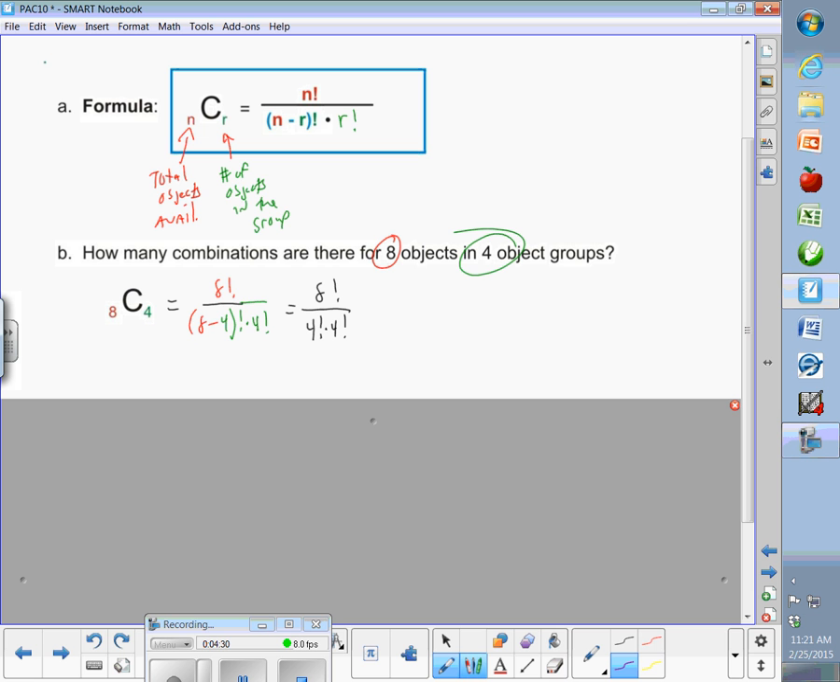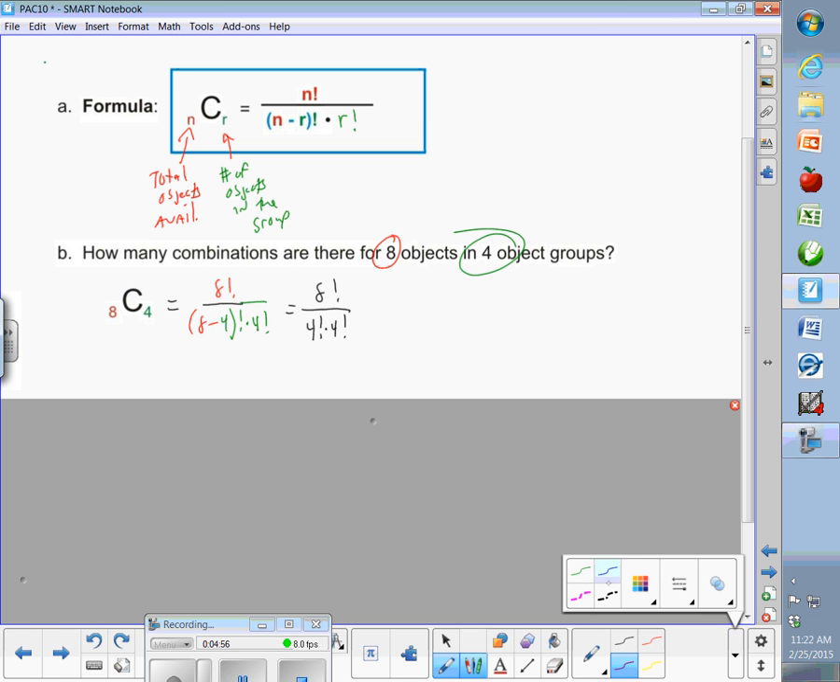Do not do this in your notes, but let me tell you something you need to be careful of. You cannot multiply 4 factorial times 4 factorial and get 16 factorial. That is not true. 4 factorial times 4 factorial is not 16 factorial. Do not do that.